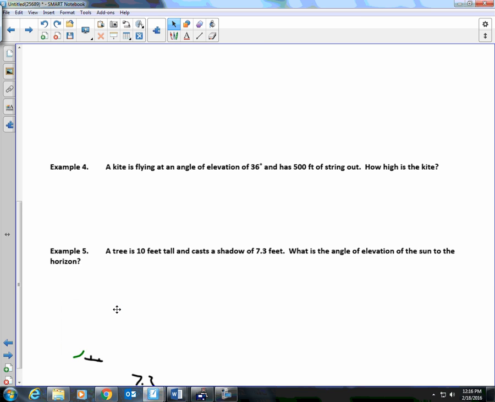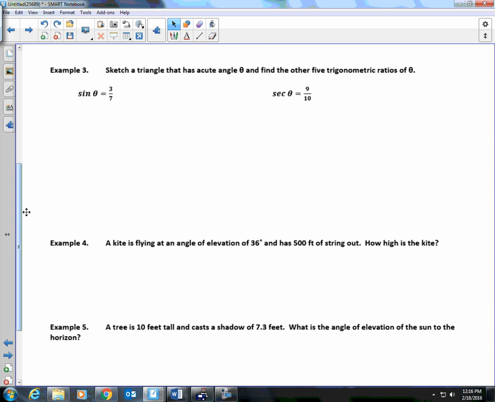So let's pick up where we left off yesterday, and we'll look at example 3. Example 3 is different than the type of problems we did yesterday. It says simply sketch a triangle that has acute angle theta and find the other 5 trigonometric ratios for theta.